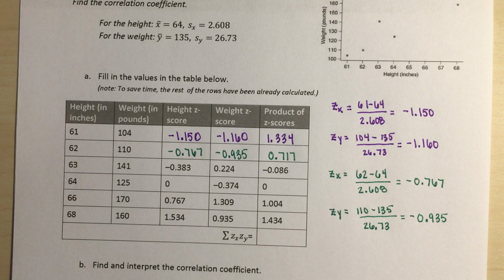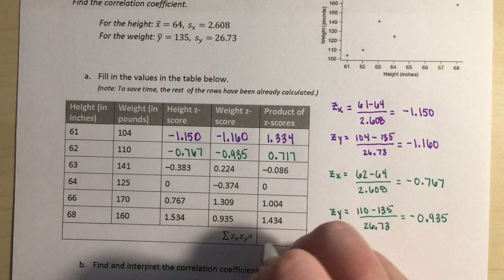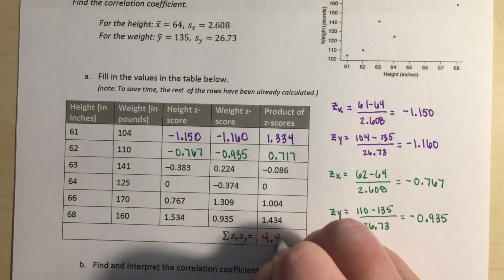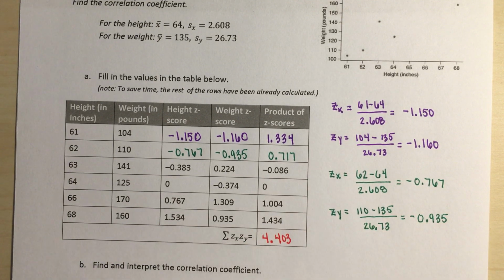So I went ahead and did the calculations for all of those others, and then went ahead and found those products. All right, once we have all of these products done, so once we're done filling in our entire table, we're going to take these and we're going to add up these values. So we're just going to use a handy dandy calculator, and these add up to 4.403. All right, so again, that's what that sigma, that summation sign means. We're adding up those values.